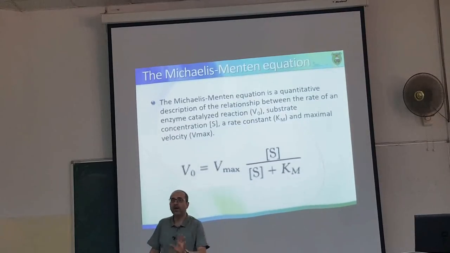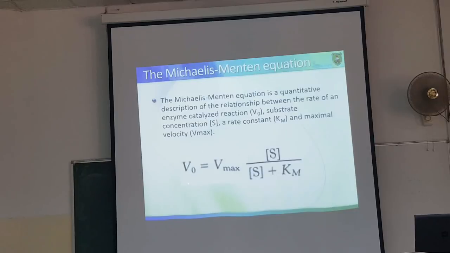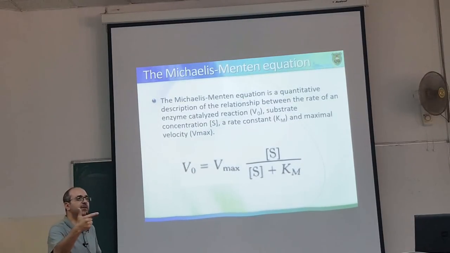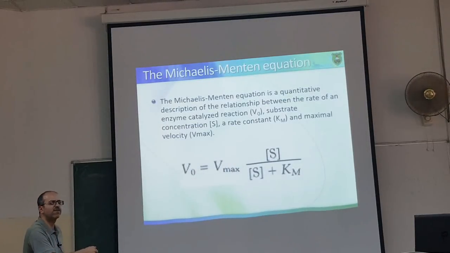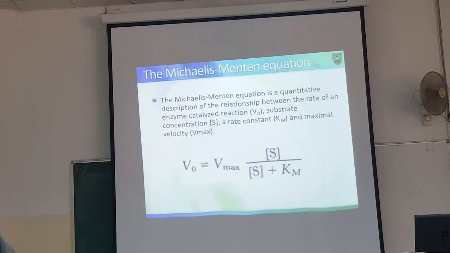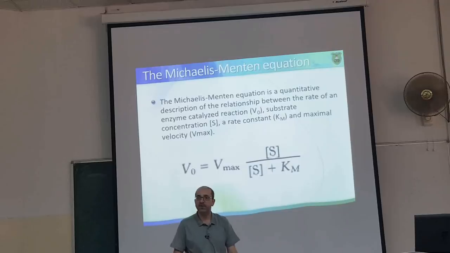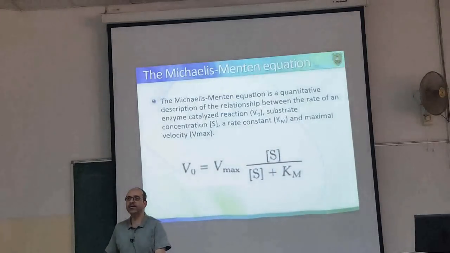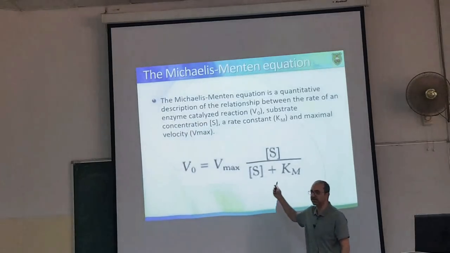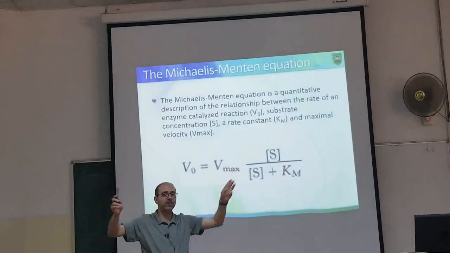Okay? Now what I want you to do, think about this formula. What does the velocity of reaction depend on when the substrate concentration is very low? What does the velocity of the reaction depend on when the substrate concentration is very, very high? What does the velocity of the reaction depend on when the substrate concentration is equal to the Km of the enzyme? Again, Km is an expression of substrate concentration. Think about these three questions: when substrate concentration is very low, very high, and equal to the Km.